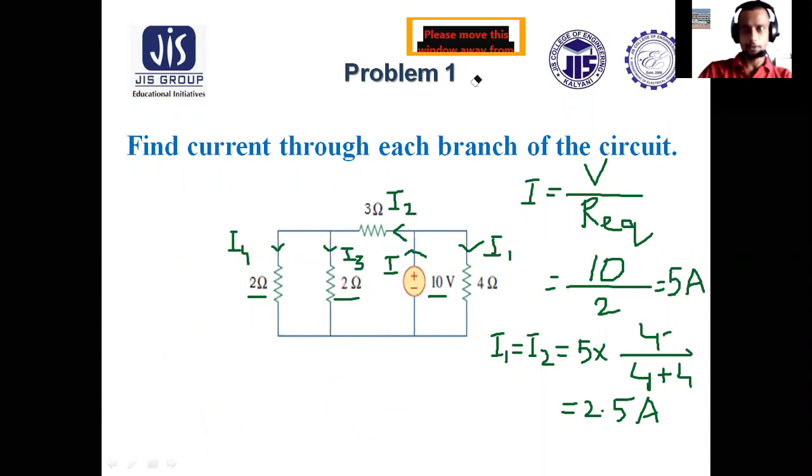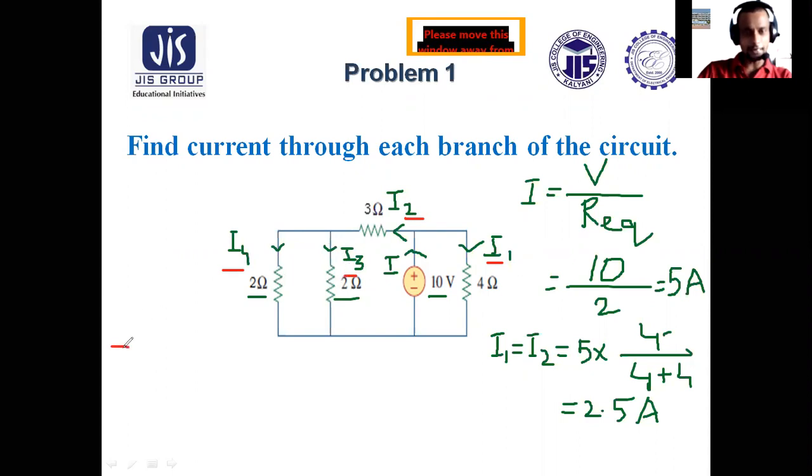Now I1 is found to be 2.5. So I1 is already found out. I2 is already found out, which is 2.5. Now what do we need to find? I3 and I4. See, I2 current is getting divided in two 2 ohm resistors. So I3 and I4 are divided equally.